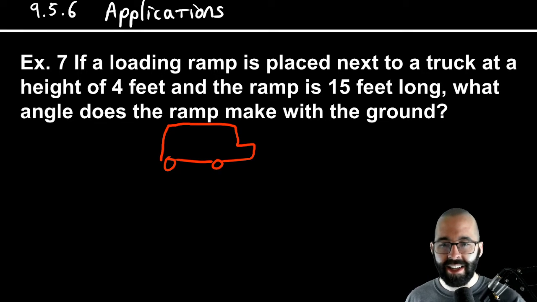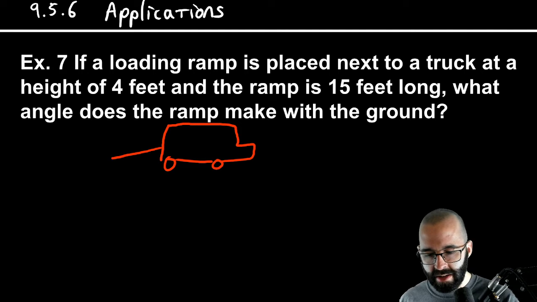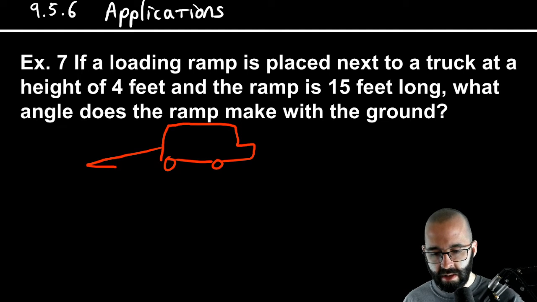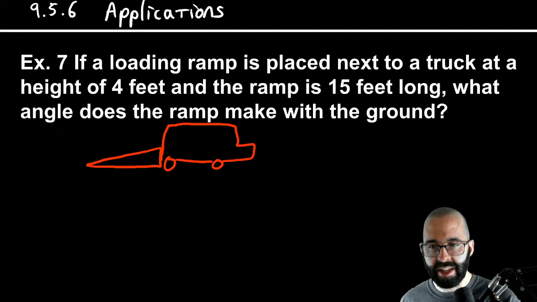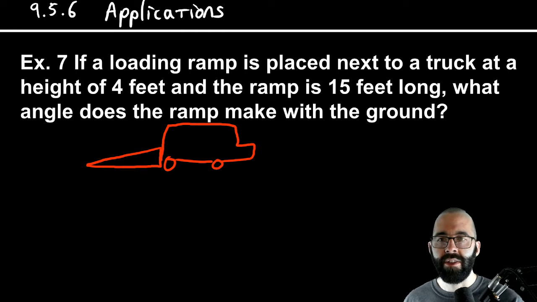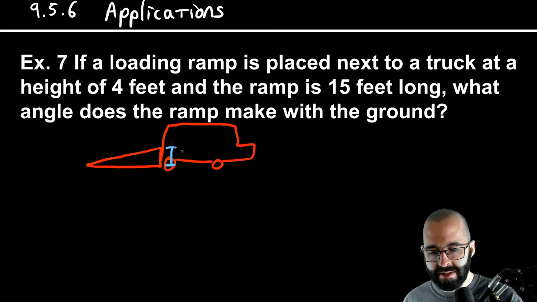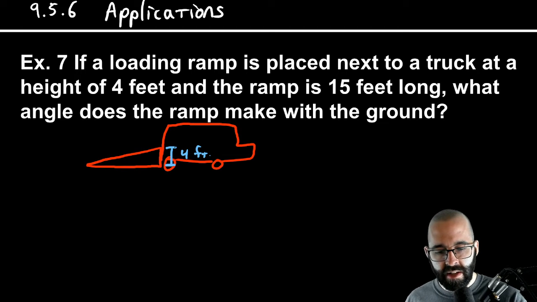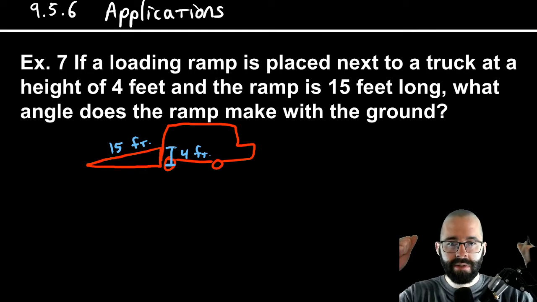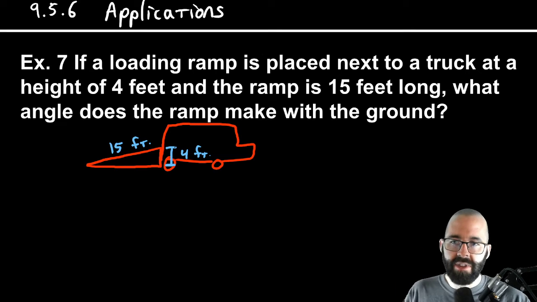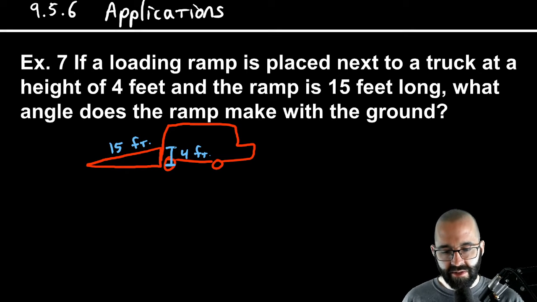So we've got a truck. We've got a loading ramp. Maybe something like this. And the base of the truck where we're loading is at a height of 4 feet. And the ramp is 15 feet long on the diagonal. Like the actual board, the actual platform is 15 feet. So that's that 15 feet right there.